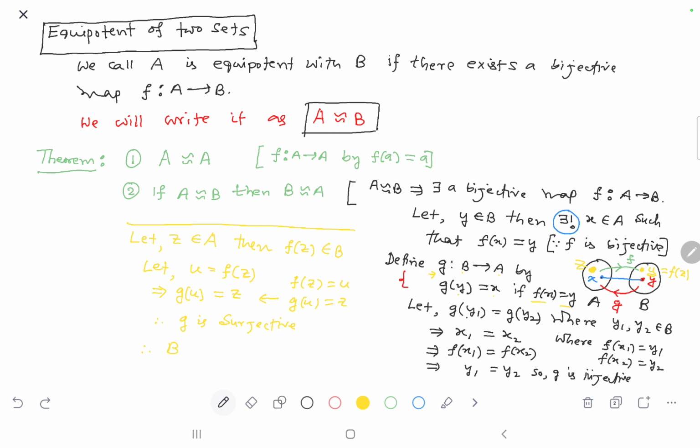So what are we getting? B is equipotent with A. So if A is equipotent with B, then B is equipotent with A. Because this is a very important statement, we will use it many times. The next, third statement: if A is equipotent with B and B is equipotent with C, then A is equipotent with C.